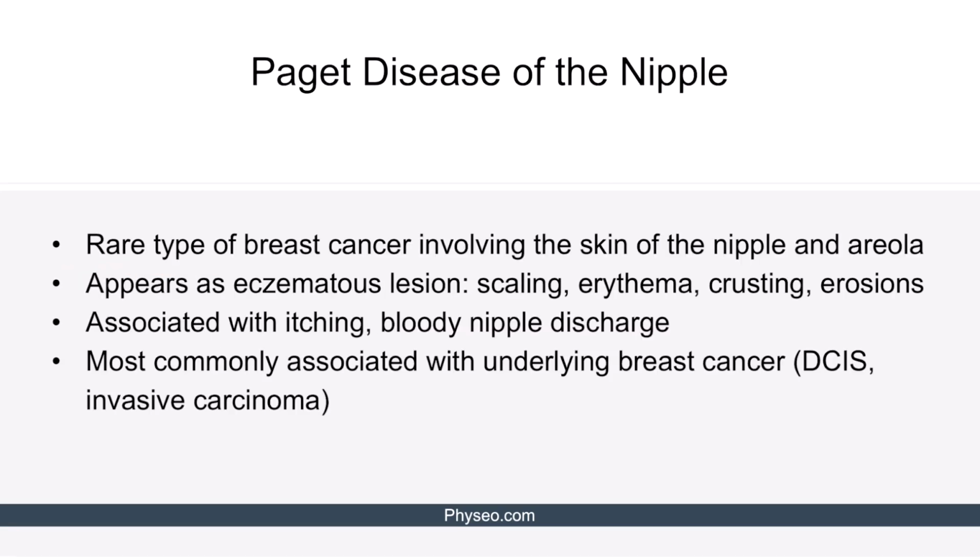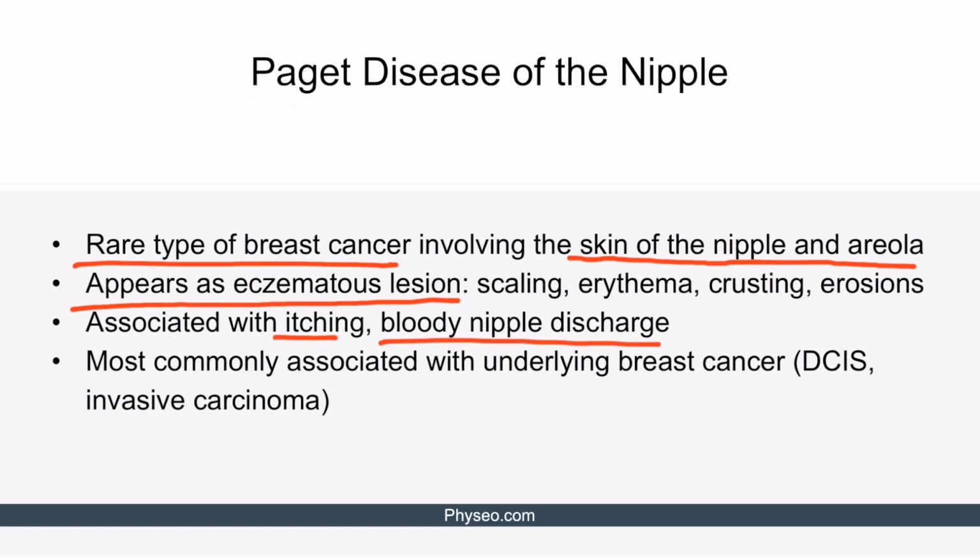Next, we will discuss Paget's disease of the nipple. This is a rare type of breast cancer that involves the skin of the nipple and areola. It appears as an eczematous lesion with scaling, erythema, crusting, and erosions. The lesions are itchy and patients can present with a bloody nipple discharge. Paget's disease of the nipple is most commonly associated with underlying breast cancer such as DCIS or invasive carcinoma.